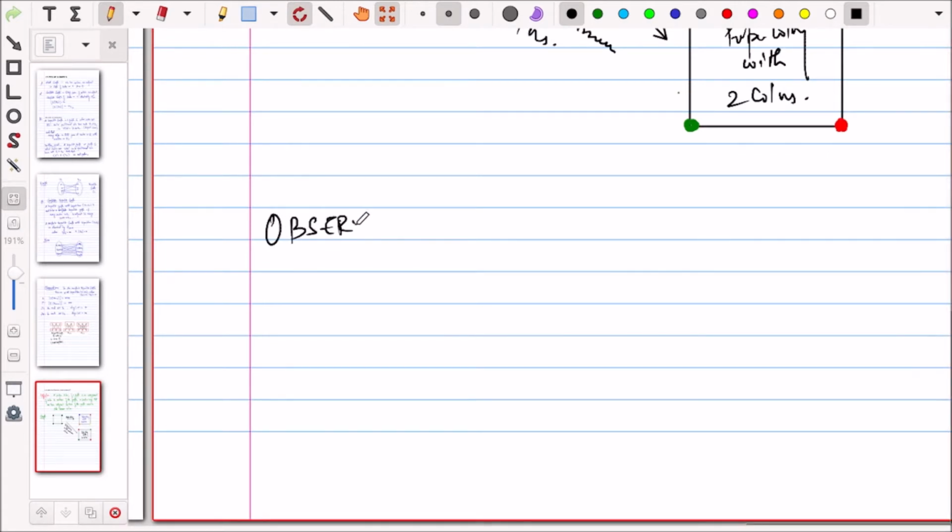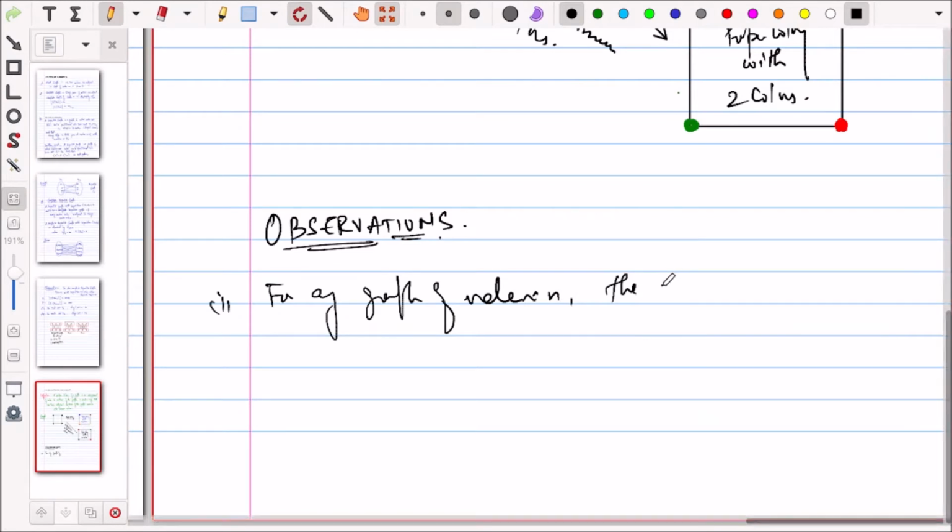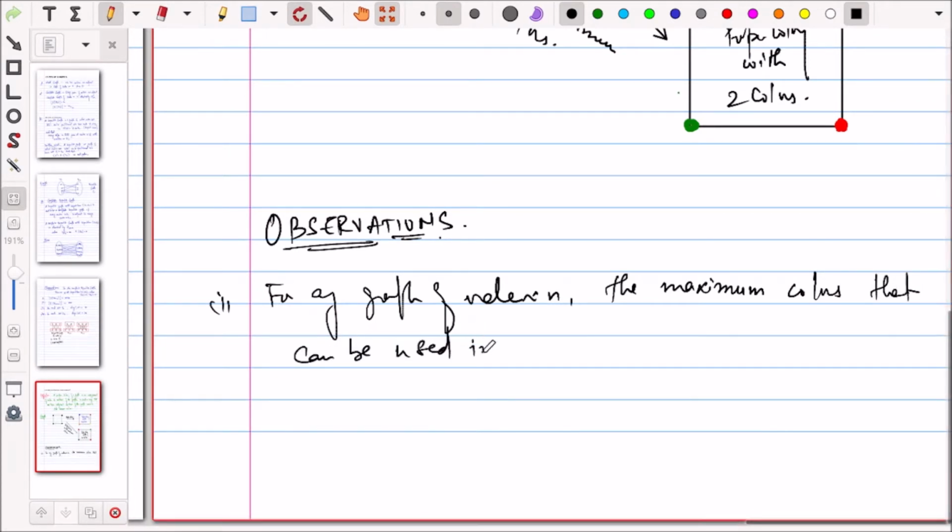Observations. First, for any graph of order n, the maximum colors that can be used in a proper coloring is... कितने maximum use कर सकते हैं? N, right.